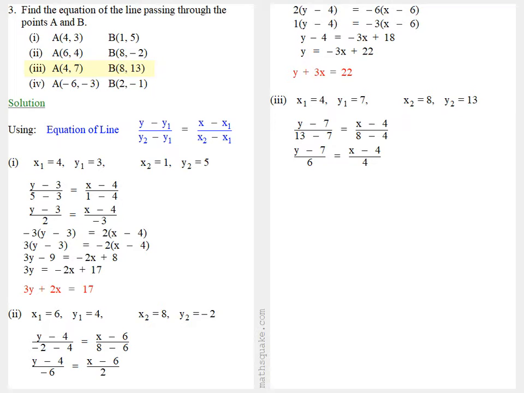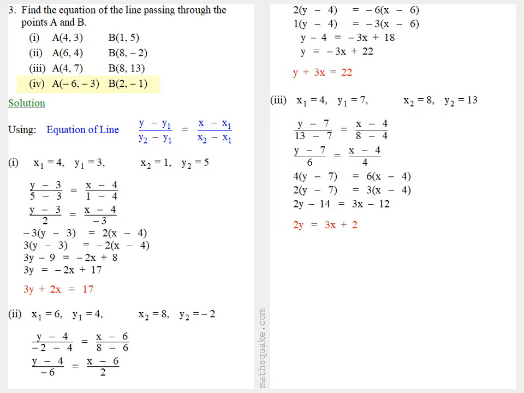Cross multiplying, that gives 4 into (y minus 7) equals 6 into (x minus 4). If we divide by 2, 2 into (y minus 7) equals 3 into (x minus 4). Expanding the brackets gives us 2y minus 14 equals 3x minus 12, and if we add 14 to both sides, that gives us 2y equals 3x plus 2.